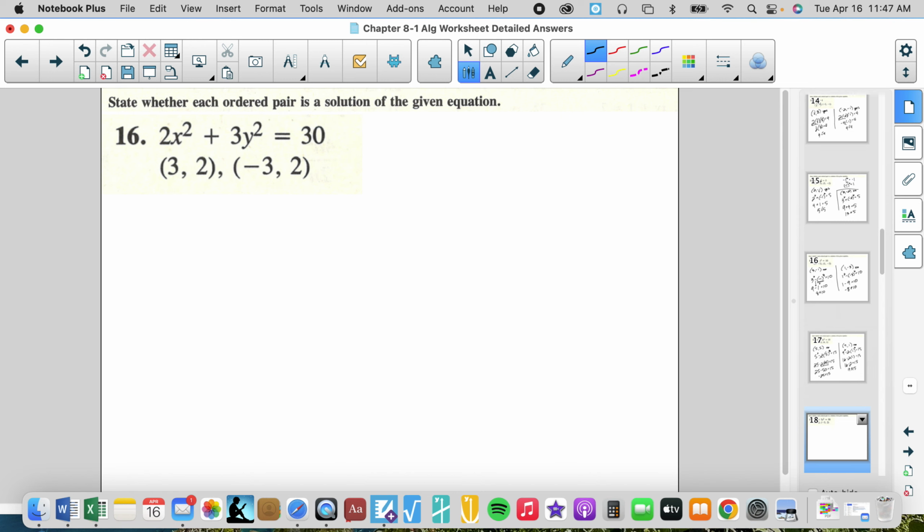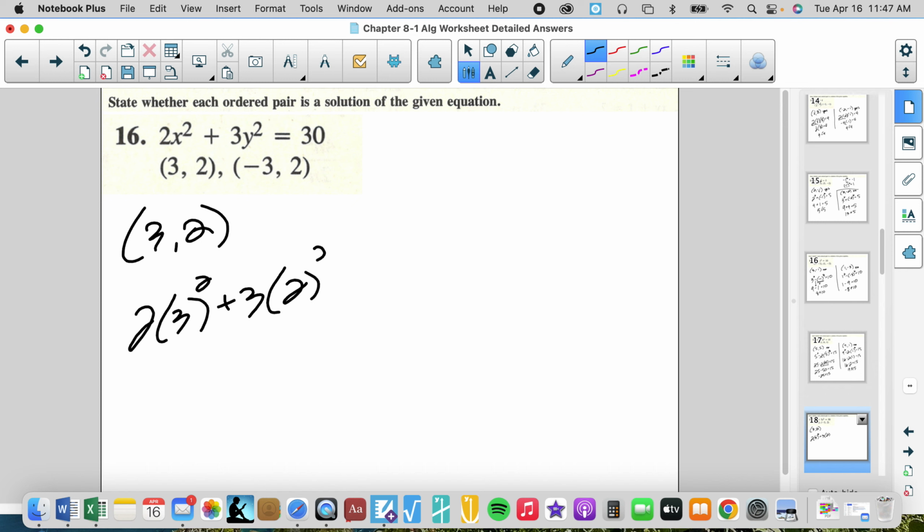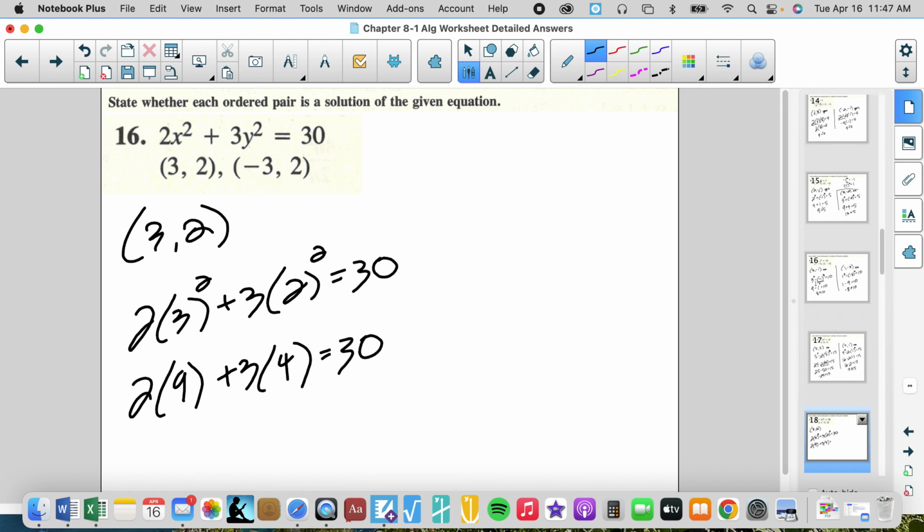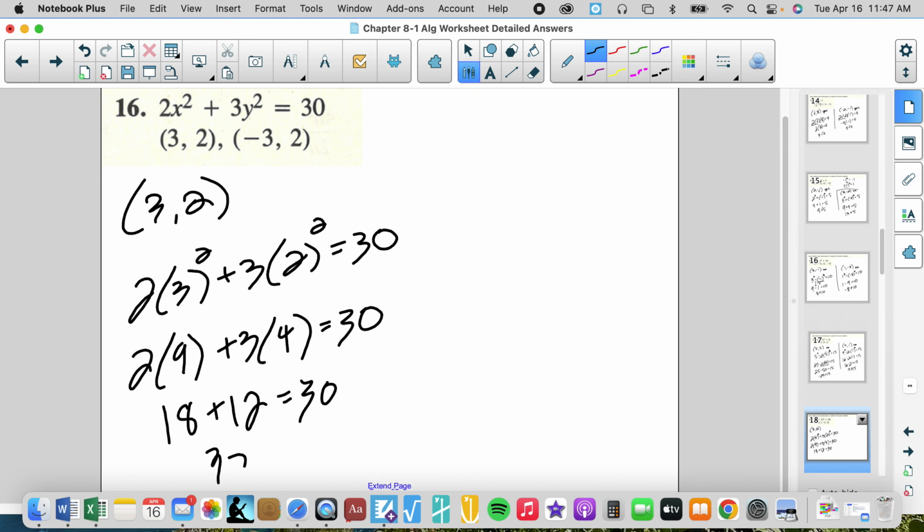So, 3 comma 2. We have 2 times my x value squared plus 3 times my y value squared equals 30. 2 times 9 plus 3 times 4 equals 30. 18 plus 12. And 18 plus 12 is 30. Does 30 equal 30? Yes. So that's a solution.